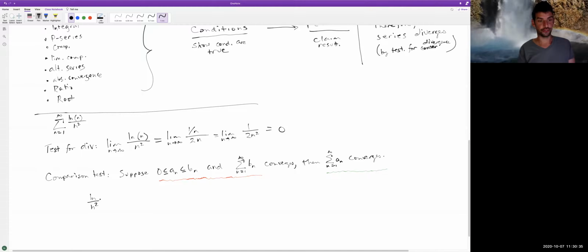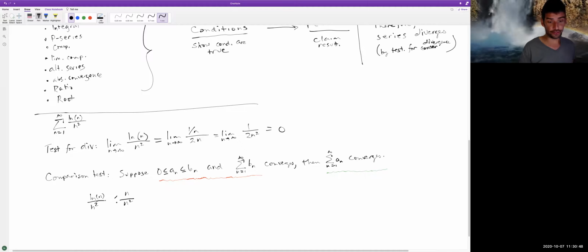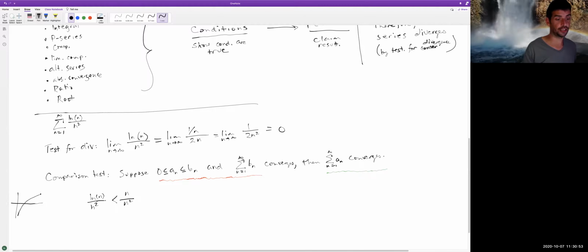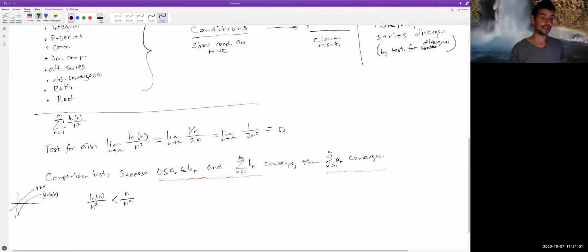Right? So here's my original sequence, ln n over n squared. I could compare it to something like n over n squared. This is certainly larger. The reason we get that is if you consider the graphs of the natural log and x. So this is the function y equals x. This is y equals natural log of x. x is always larger than natural log, so this thing is going to be larger. So we found a sequence that it's under, but this thing is equal to 1 over n.